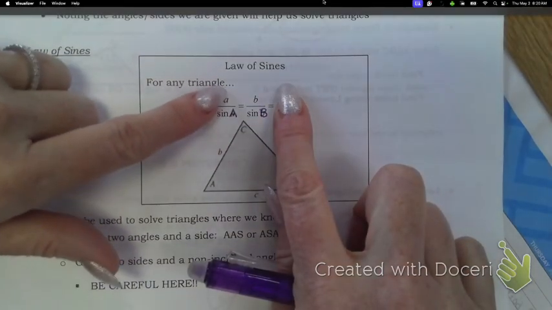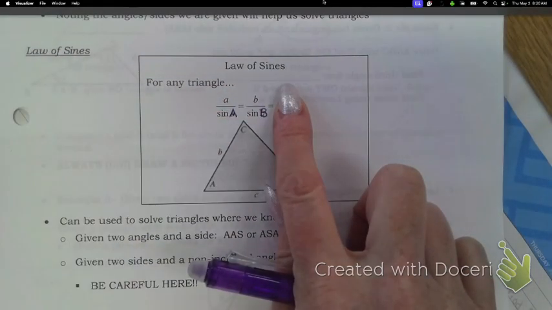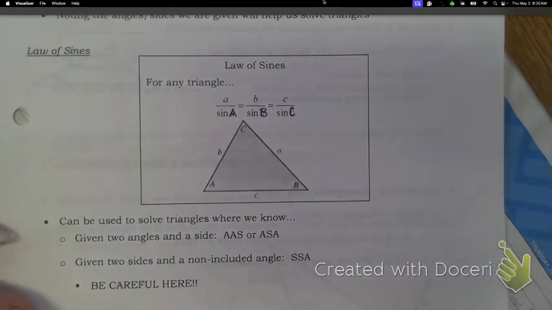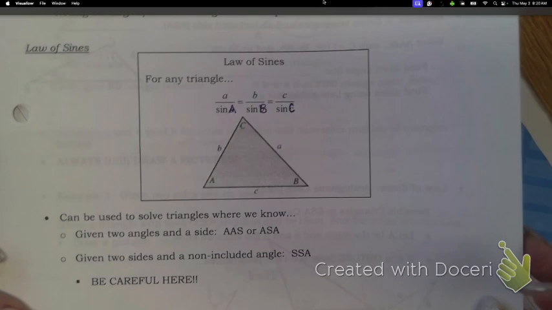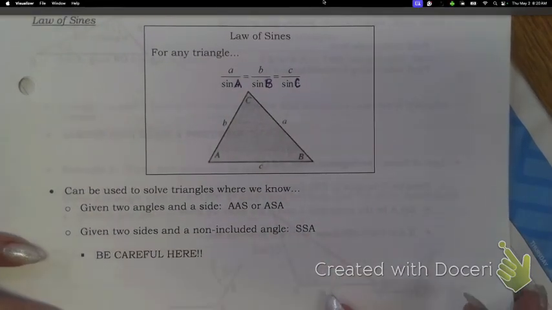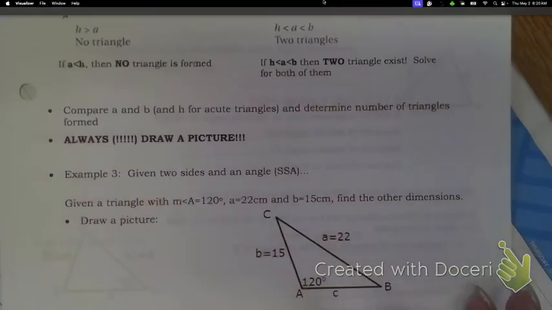Because we got 4 things, right? 1, 2, 3, 4. So you need 3 of the 4. Make sense? Okay, given 2 sides and a non-included angle, which is the side, side, angle, be careful here. Make sure you have those.